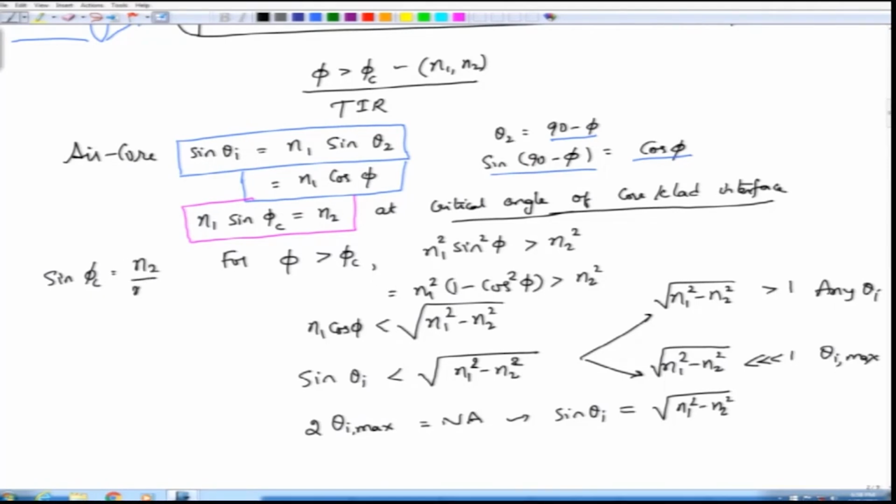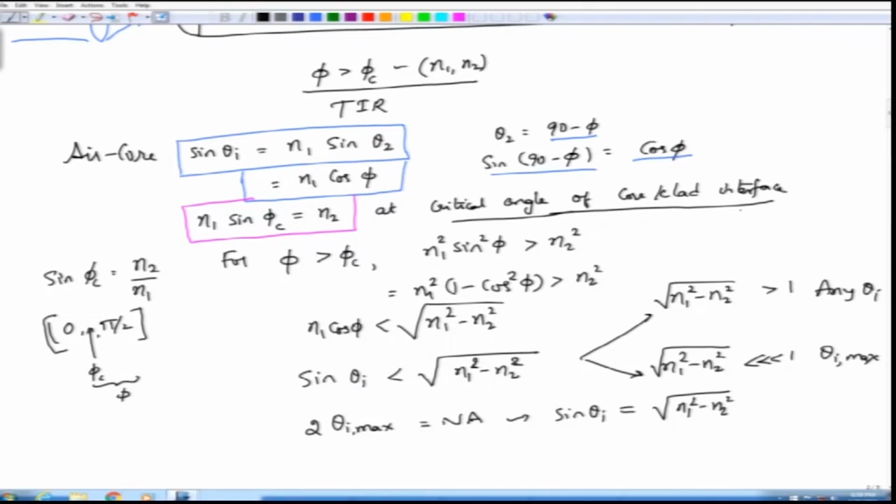Remember, n2 is less than n1, and therefore the critical angle is any value in the first quadrant between 0 and pi by 2. So, let us say this is the critical angle, and we hope and expect that all angles of incidence phi which lie between phi c and pi by 2 will be guided by the fiber. So, n1 sin phi c equal to n2 will happen at the critical angle for the core cladding interface.